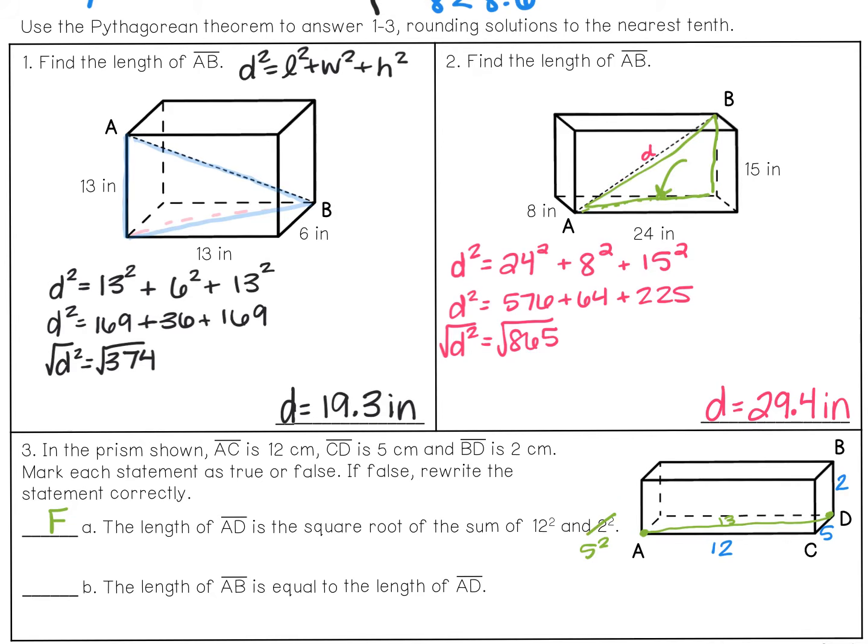The next statement says that AB, this 3D diagonal, is equal to AD. Well, we know that AD is 13. Let's see about AB. I know that AB is that 3D diagonal, so length squared plus width squared plus height squared.